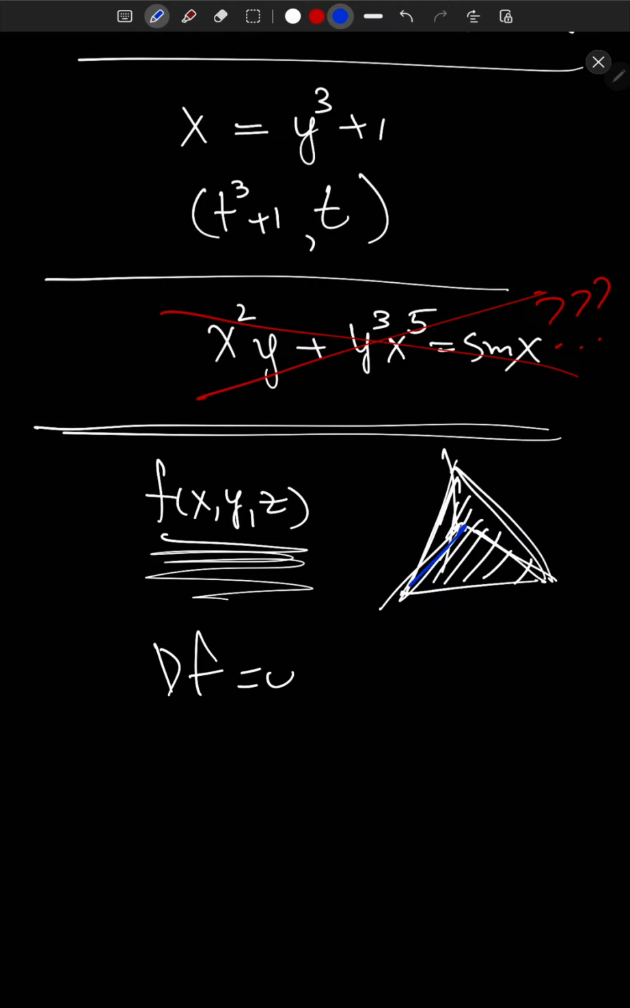Now, in this case, the boundary consists of 4 parts. You've got the bottom panel down here. You've got the side panel here. You've got another side panel here. And you've got the panel that's facing us right there. So you're going to have to do 4 optimization problems on those panels.